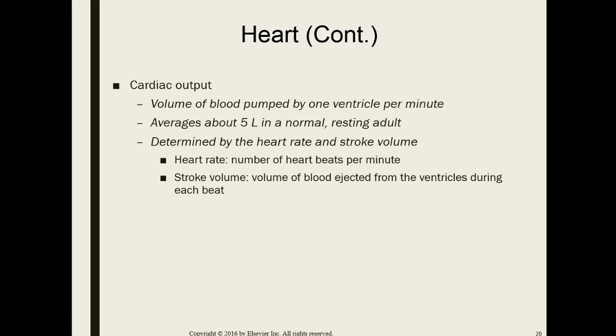So a little bit of terminology associated with the heart is cardiac output, which is going to be the volume of blood pumped by one ventricle per minute. This is typically about 5 liters in a normal resting adult. And this can be determined by the heart rate and the stroke volume. The heart rate refers to the number of heartbeats per minute, and stroke volume refers to the volume of blood ejected from the ventricles during each one of those beats.